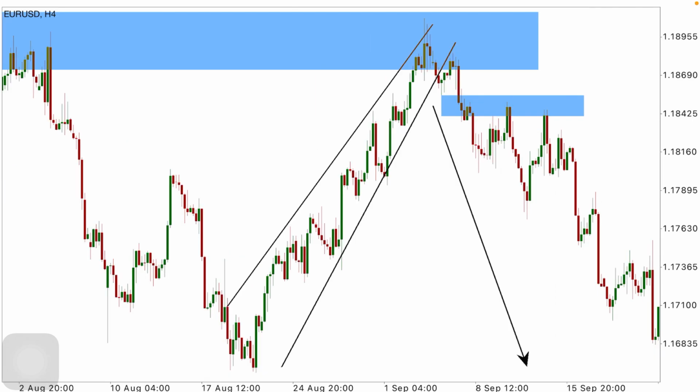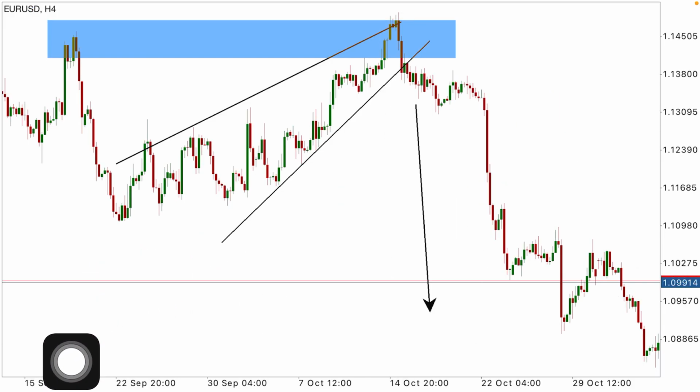Now this is another example also. The wedge rose to the supply zone, broke structure and sold right here. It formed a subsidiary, a mini supply zone right here also, before it sold down. This is like some form of retest in a way. So this is another example on EUR USD. The market rose in the form of a wedge, came to the supply zone, broke structure, and sold. This is it.